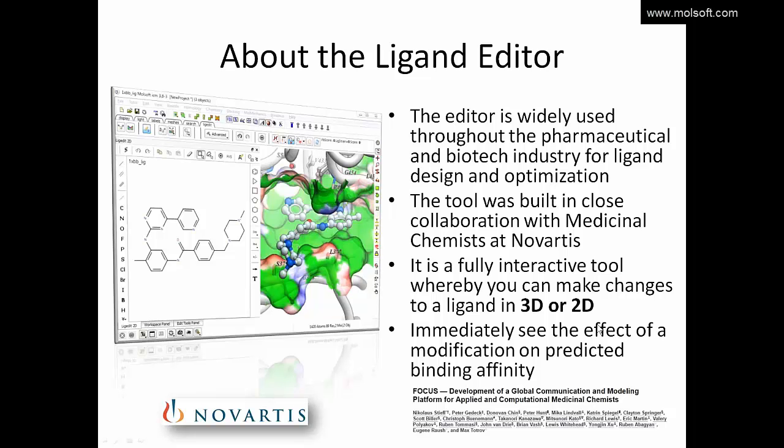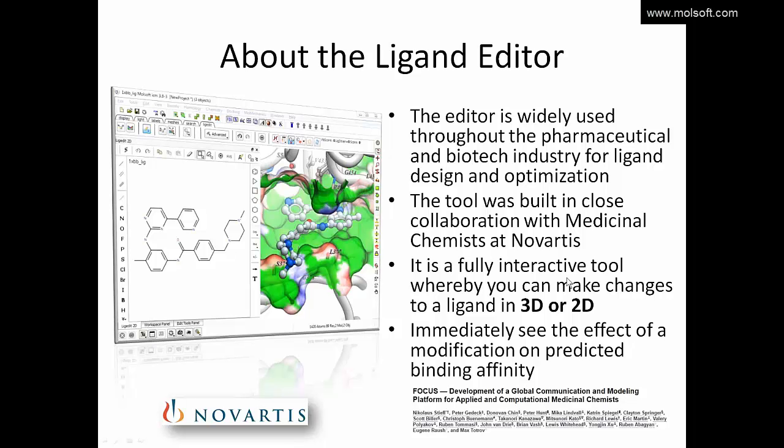So today's topic is the ligand editor. The ligand editor is widely used throughout the pharmaceutical and biotech industry for lead design and optimization. If you have a lead compound or a reasonable binder in a crystal structure, for example, you can modify it and try to improve the properties and the binding of that ligand. The tool was built in close collaboration with medicinal chemists at Novartis, which was extremely helpful for us to make it more user-friendly, and it also rewards your chemical intuition as you start designing.